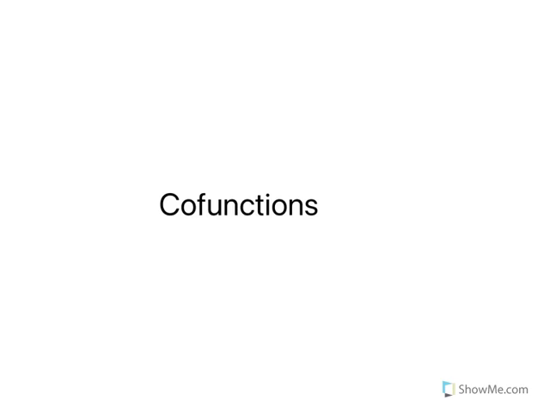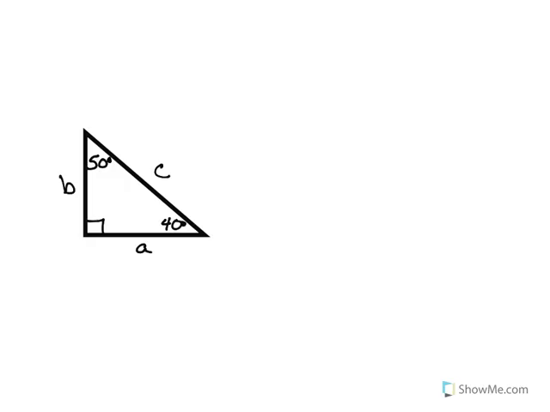Let's talk about cofunctions. First, let's just play with a right triangle and see what a cofunction is. So if I would say to you, let's find the sine of 50 degrees. Well, if we look at our right triangle and we see there's 50 degrees, and we know that the sine is opposite over the hypotenuse. Well, the opposite side is A, and the hypotenuse is C. So the sine of 50 degrees for our particular right triangle is A over C.